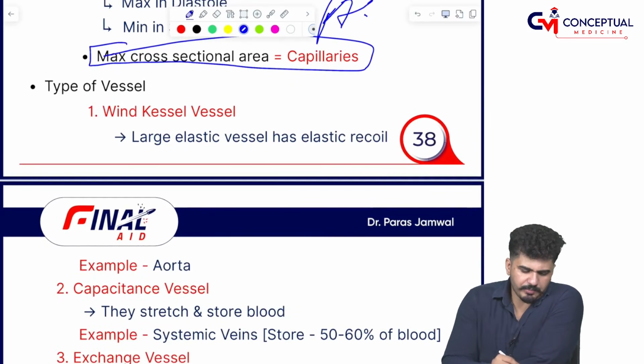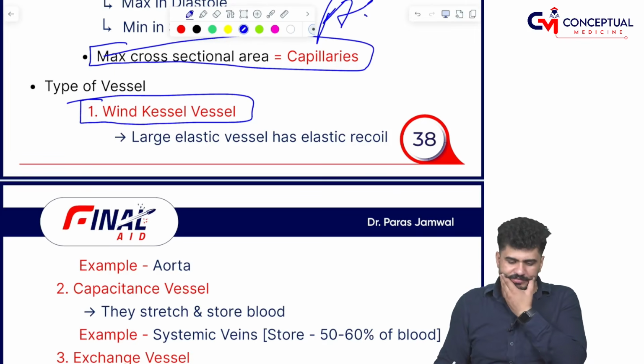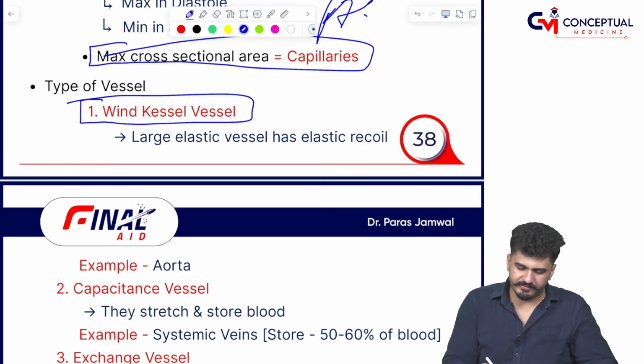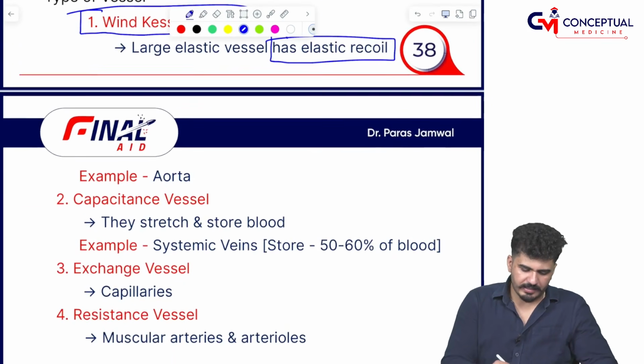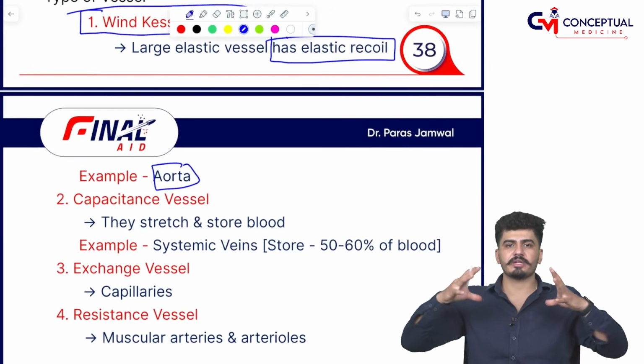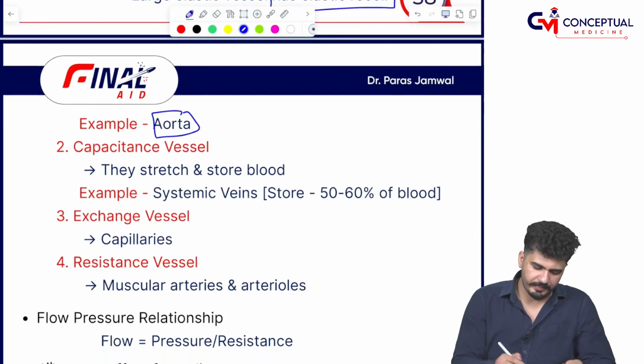Type of vessel is an important previous year question you need to remember for your exam. My dear friends, the type of vessel, number one, is the Windkessel vessel. The first type of vessel is going to be what? Your Windkessel vessel. It is a large elastic vessel, has an elastic recoil. Example is aorta. Aorta has an elastic recoil. It also gives pressure to the blood.